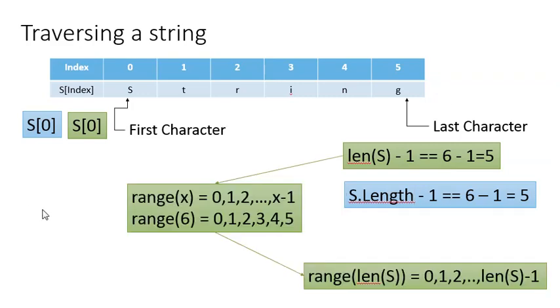So to this end, let's summarize this. The first character is always s[0], the last character is always len(s) minus 1, or s dot length minus 1 if we talk in pseudocode.